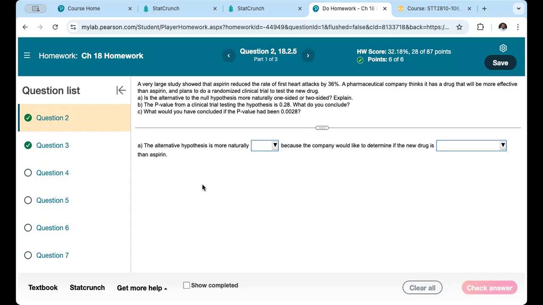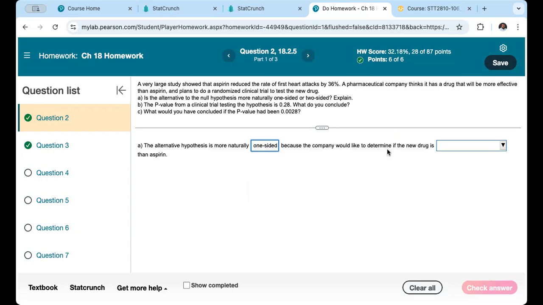So A asks: is the alternative to the null hypothesis more naturally one-sided or two-sided? We learned whether it's one-sided or two-sided last time. It's only two-sided if the alternative has not equal to, and it's one-sided if it's either less than or greater than. So in this situation, is the alternative one-sided or two-sided, and why? One-sided, because they were trying to get a more effective drug, they wanted to be strictly better than. Yeah, that is true. When you read, it says it thinks that a drug will be more effective. So it's just one-sided. Is that okay?